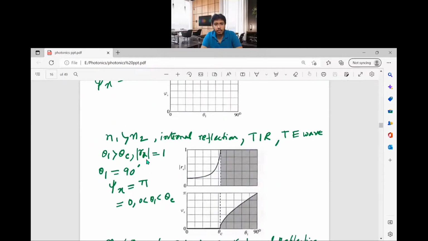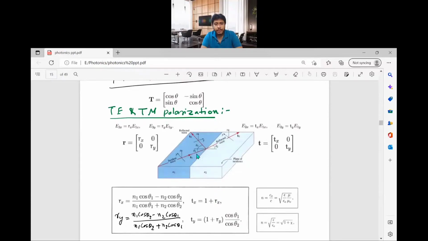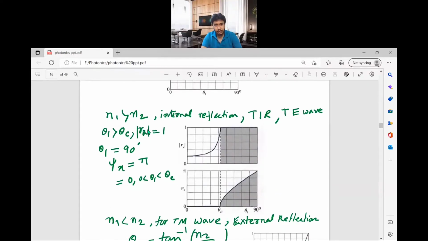And if it is internal reflection, then n1 will be greater than n2. So n1 is greater than n2, and we will consider the total internal reflection, because it will be incident here and it will be reflected back to this medium by total internal reflection. If the incident angle theta 1 is greater than theta c, then total internal reflection will happen, so you get the reflection coefficient as 1.